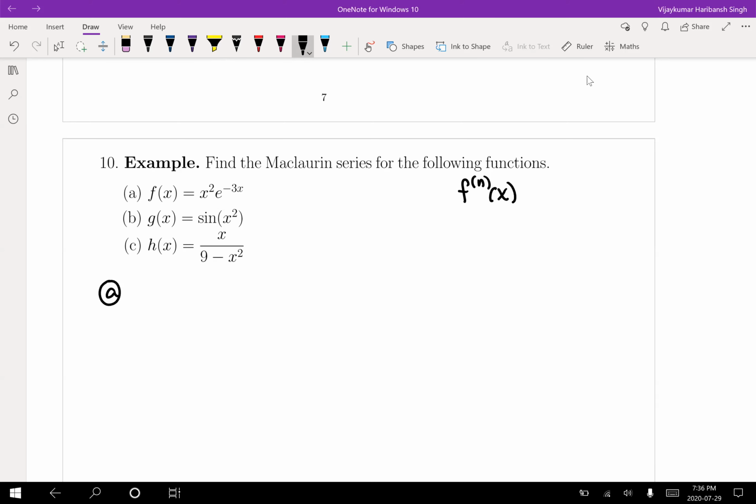So let's consider e to the x is the summation n equals 0 to infinity of x to the power n over n factorial. So we'll build it out.